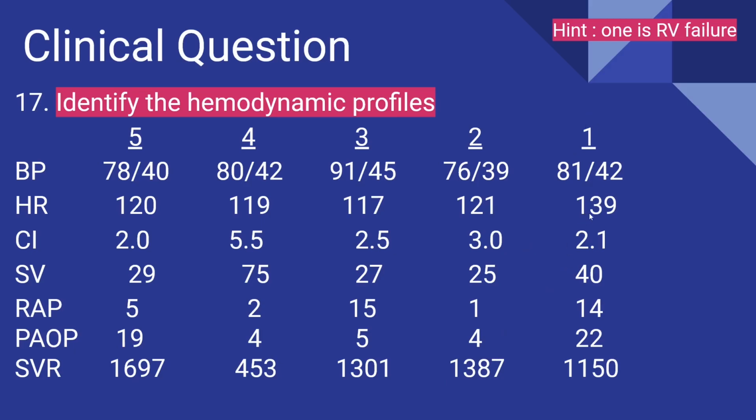Same deal here, but our heart rate's a little bit higher. Blood pressure's low, heart rate's a little bit higher. Cardiac index is low. Stroke volume is low. Look at this. Our right atrial pressure is high. Our pulmonary artery occlusion pressure is high. 8 to 12, that's a lot higher. And our systemic vascular resistance is somewhat normal.